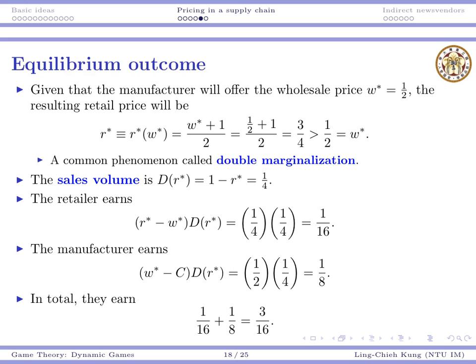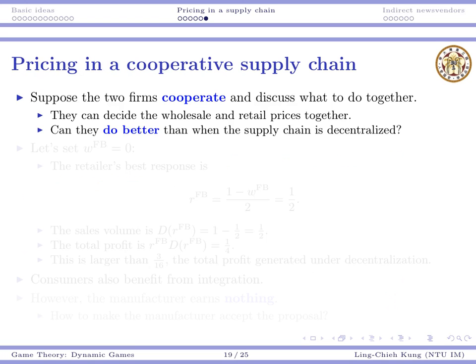That's the complete description of our equilibrium outcome. Naturally, we want to ask, is that outcome satisfactory or is that outcome good? And that requires us to discuss integration or cooperation.